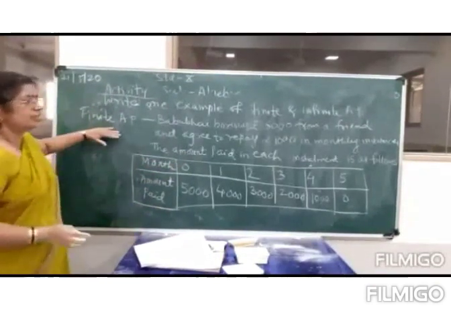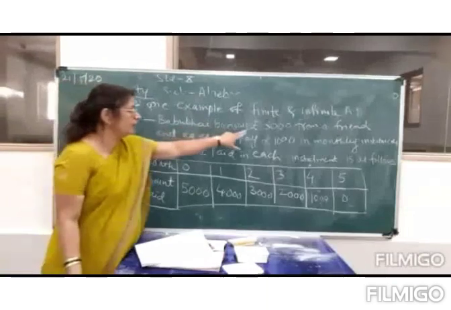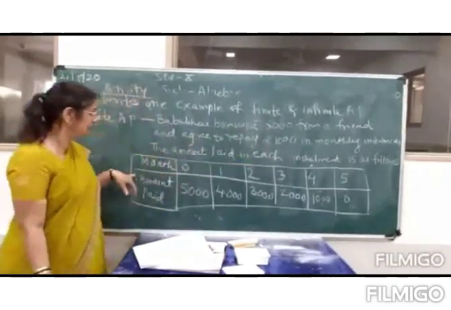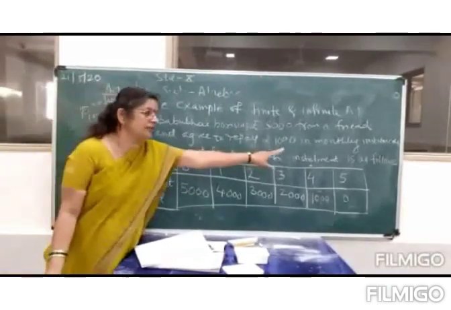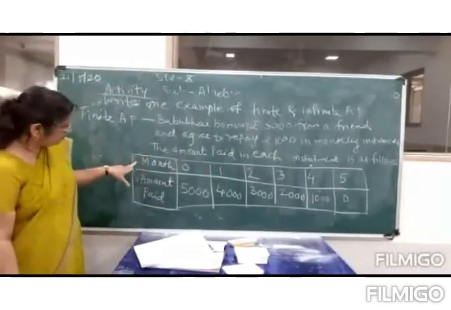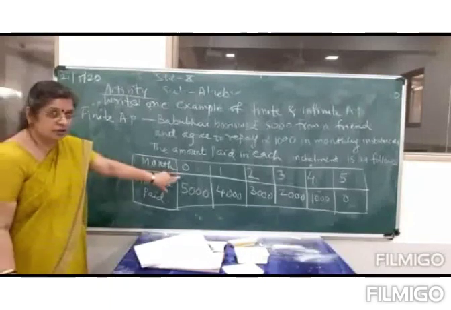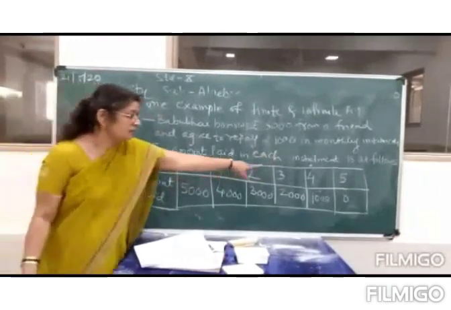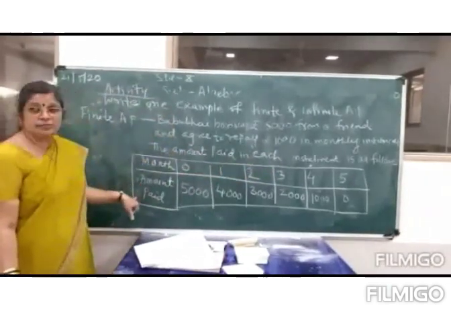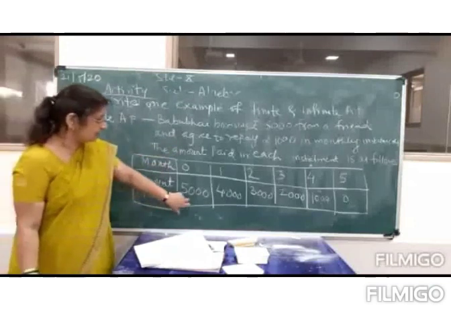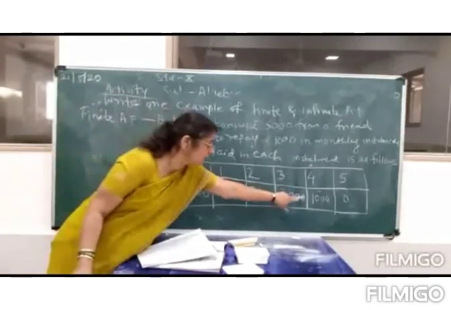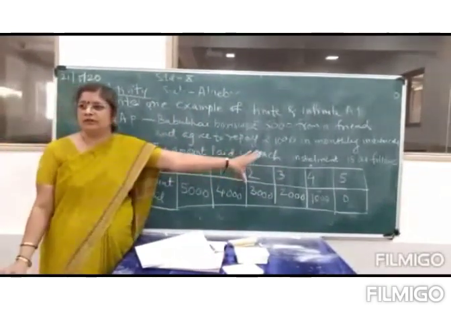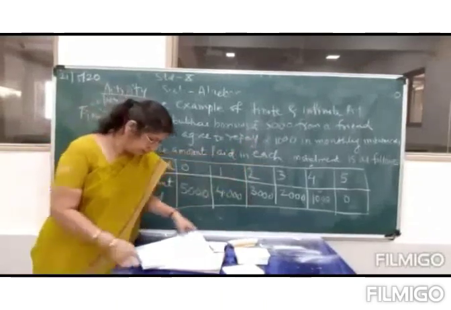Now see, this is an example of finite AP. Babubhai borrows rupees 5,000 from a friend and agreed to repay rupees 1,000 in monthly installments. The amount paid in each installment is as follows. So I made two rows, like month. I have written 0 month. Why? Because that month he has borrowed. Then how many months are required? 5 months, right? And amount paid per month is 1,000. So 5,000, 4,000, 3,000, 2,000, 1,000, and in the 5th month it is 0. So this is an example of a finite AP.